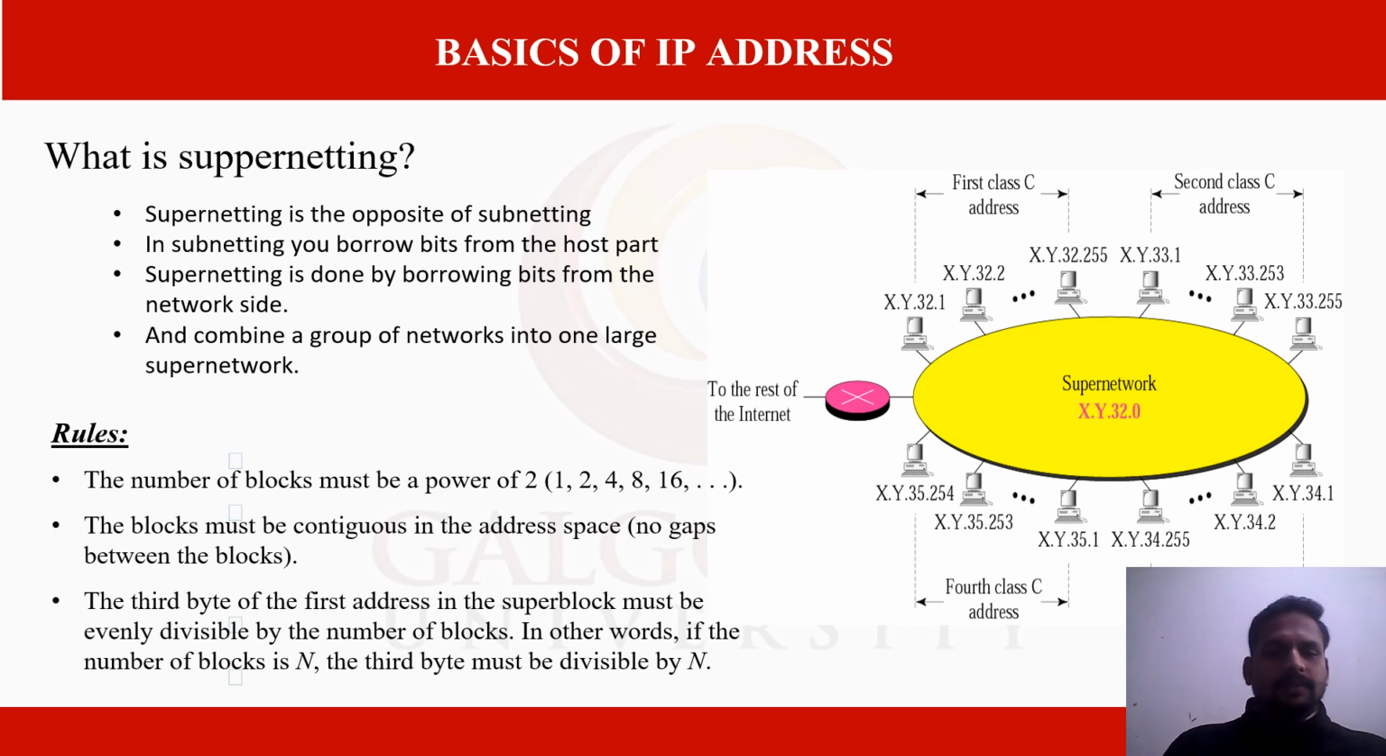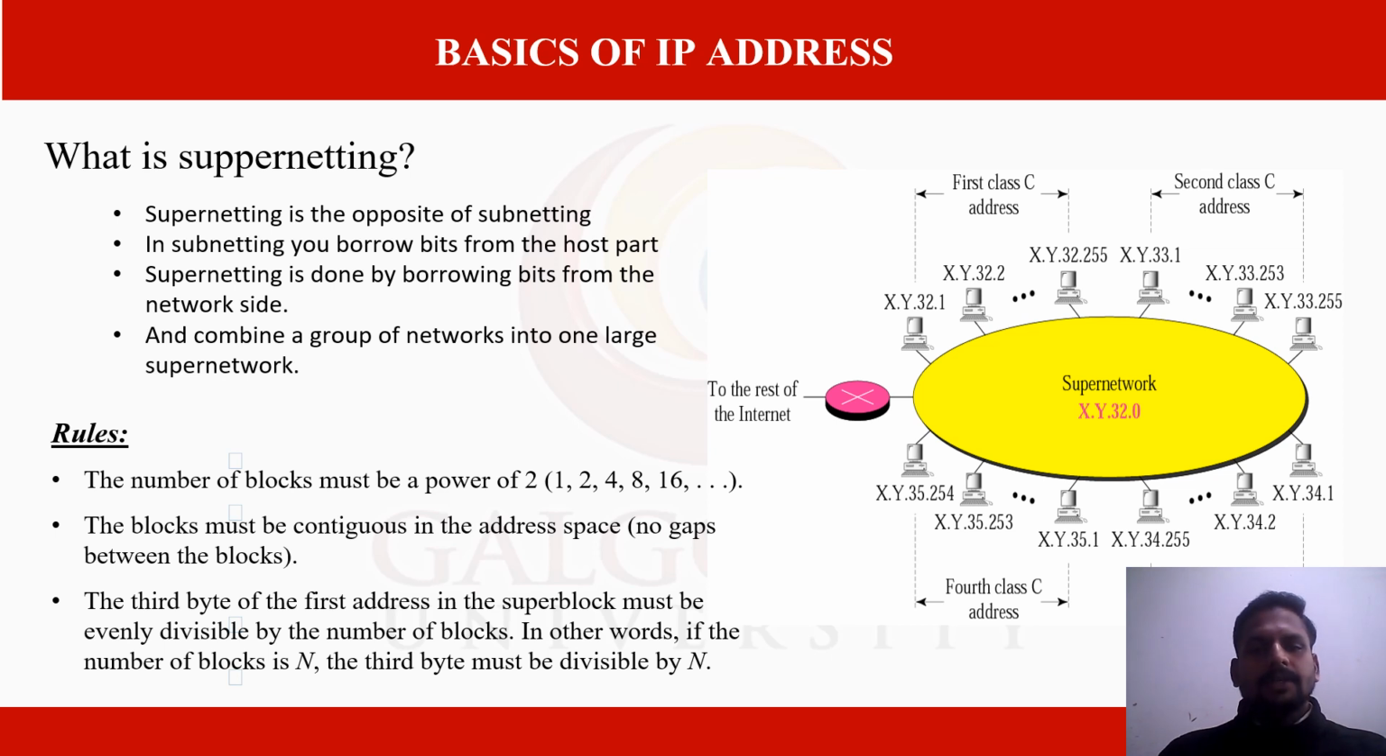Okay, so they are giving some rules. You just read the rules in your reports. Okay, so you see here the number of blocks must be a power of 2, and the blocks must be contiguous in the address space, and the third byte of the first address in the super block must be evenly divisible by the number of blocks. Okay, so these are the rules they are giving for supernetting.